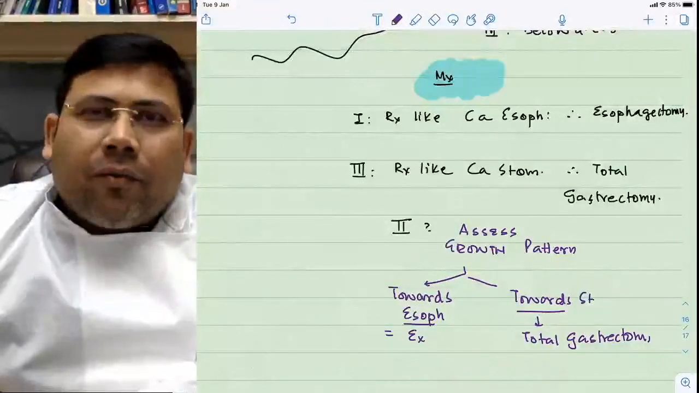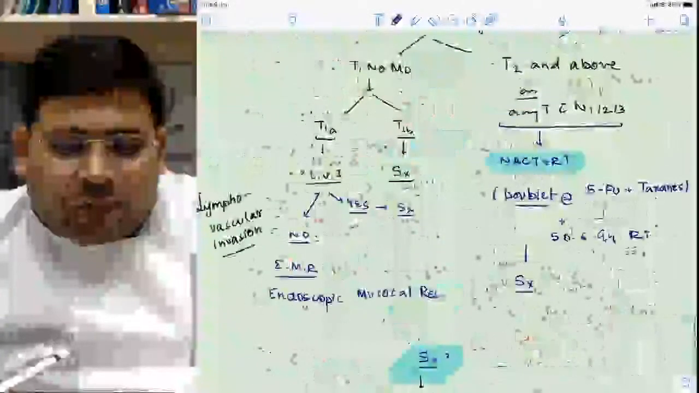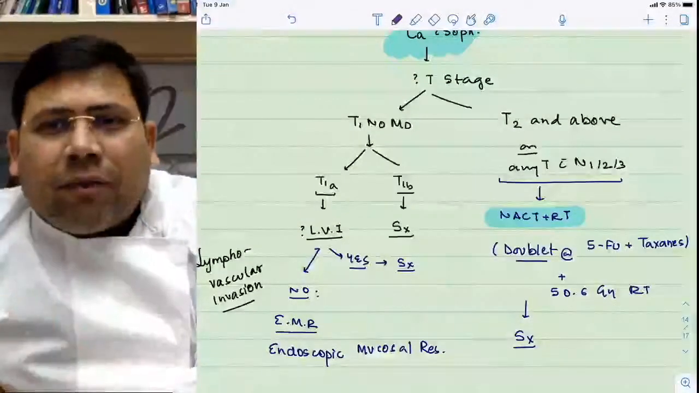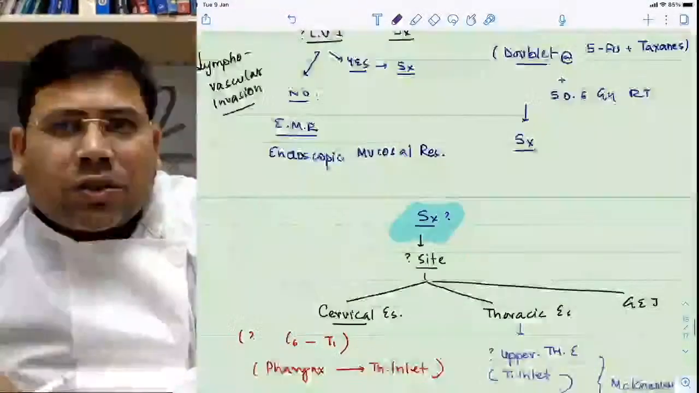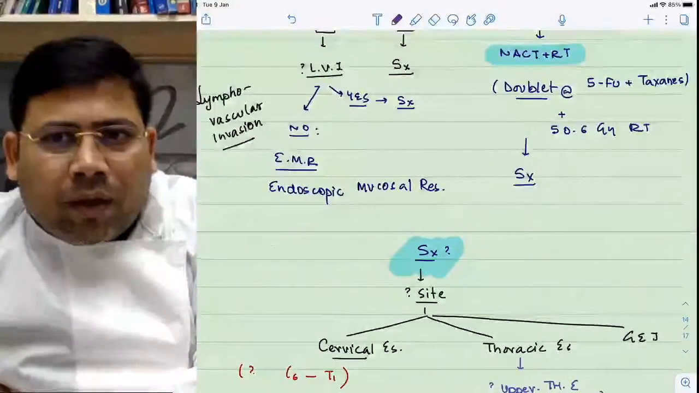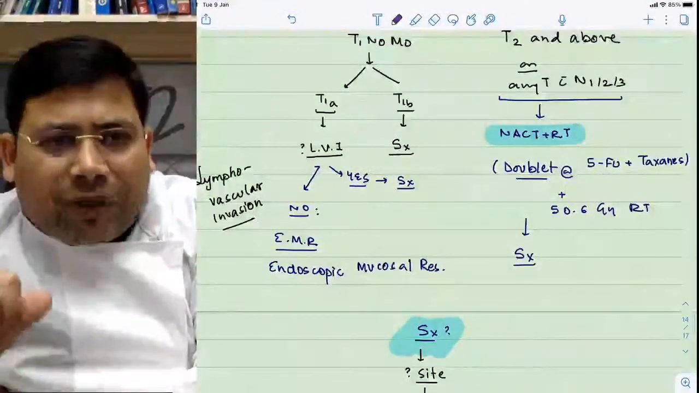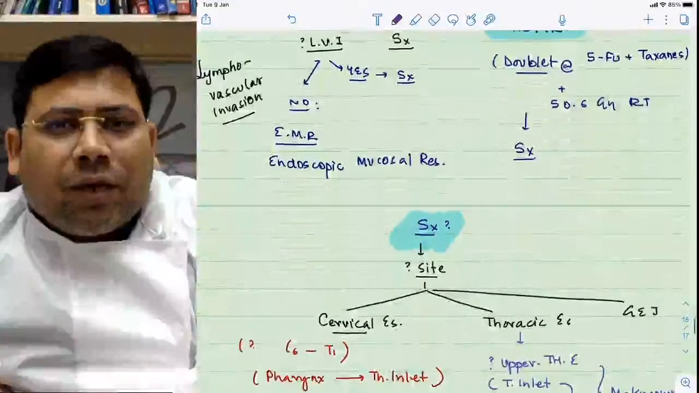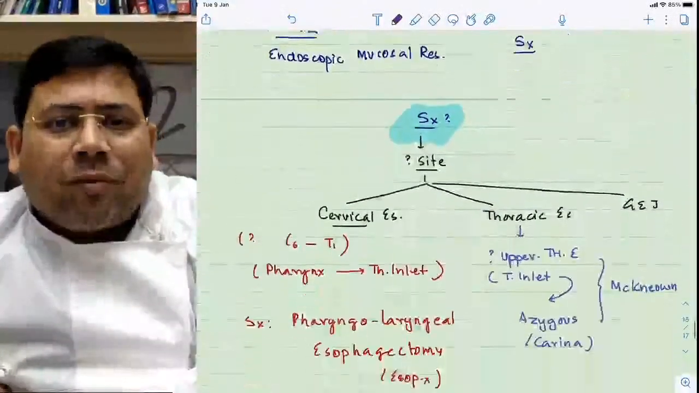What is the management? How do we manage it? Simple. The first thing is you assess the T. If it is T2 and above, or any T with lymph nodes, always go for neoadjuvant chemo plus radiotherapy. After that, you go for surgery. If it is T1, then assess whether it is submucosal or mucosal. Because if it is mucosal, you can go for EMR. If it is submucosal, you have to go for formal esophagectomy.